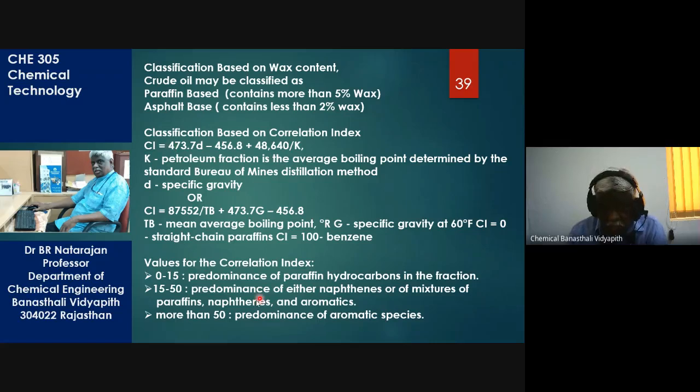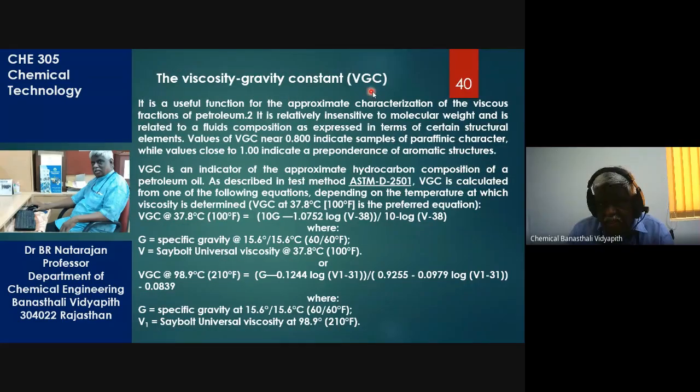Right? And values of this correlation index, 0 to 15, means predominantly paraffinic. I am representing the CI value. If it is 0 to 15, paraffin crude. 15 to 50 means it is either naphthenic or mixture of paraffin, naphthalene and aromatic, and more than 50 means predominantly aromatic crude. Then you have a viscosity gravity constant known as VGC.